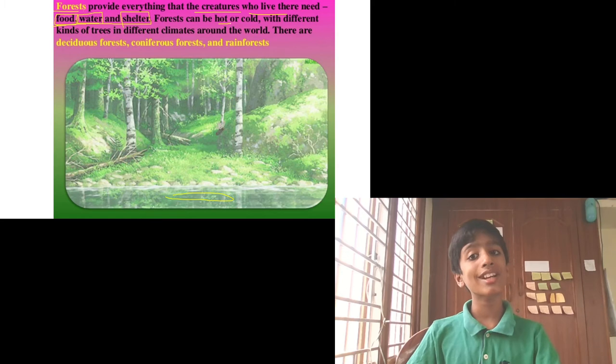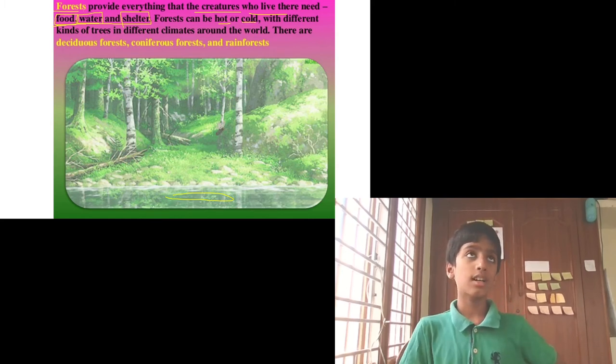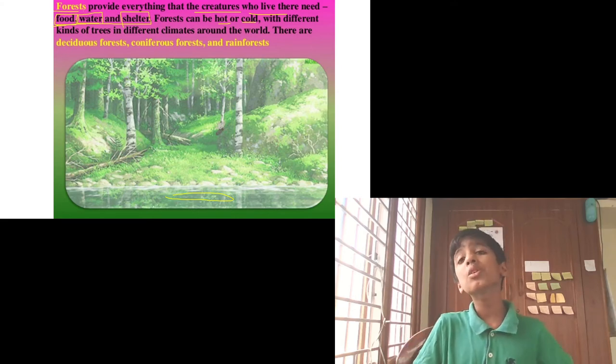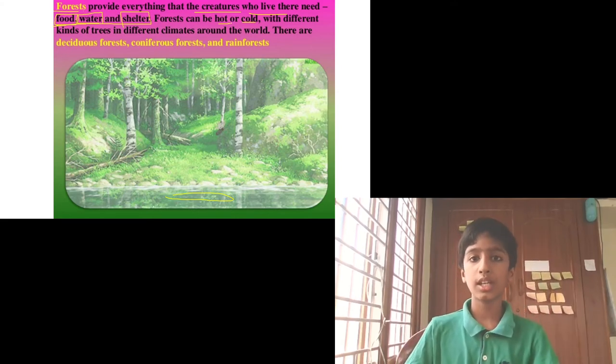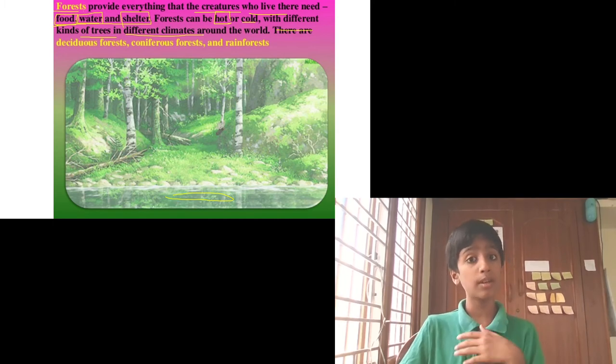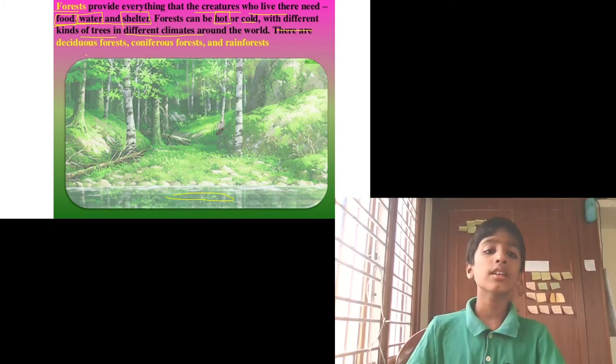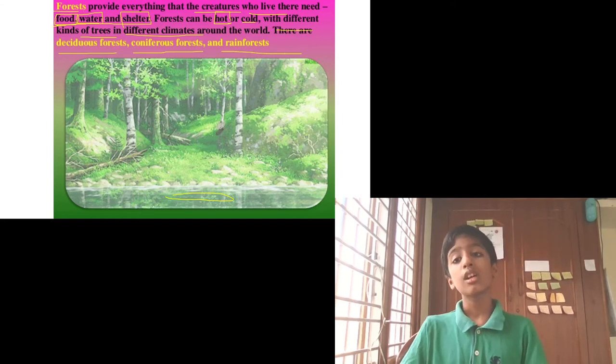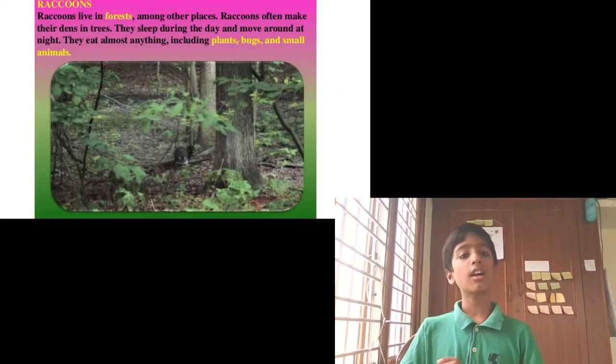So the forest can be hot and cold too. We will be thinking there are so many trees, so it will be too cold, right? They can be hot too, with different kinds of trees. Every tree is not available in every climate. And the types of forest are: one is deciduous forest, one is coniferous forest and one is rainforest. There are three. There are also others, like evergreen forest. Okay, evergreen forest. Now let's move on.